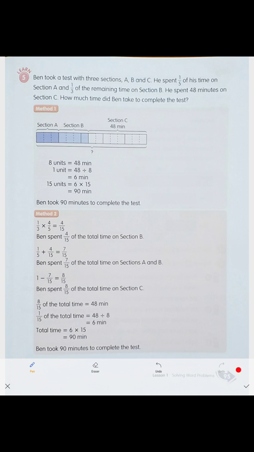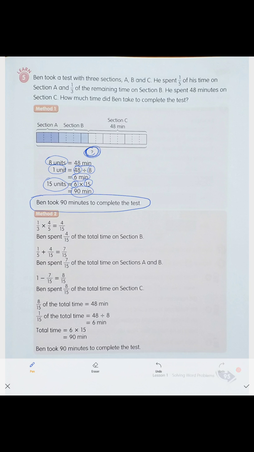All right, and this is what they write. 8 units is 48 minutes. How much is 1 unit then? We divide 48 minutes by 8 units. We get 6 minutes as a unit. 1 unit is 6 minutes. They're asking us the question, how much is the total? And we know that our total is 15 units. 6 minutes, 1 unit, times 15 is 90 minutes. And this is how they write their answer. Ben took 90 minutes to complete the test.